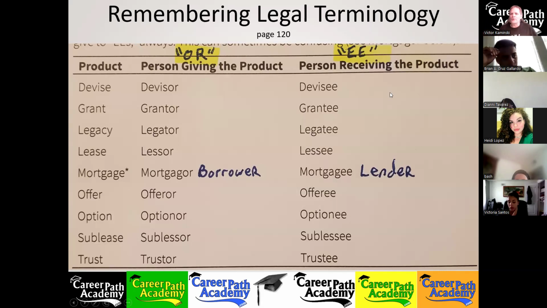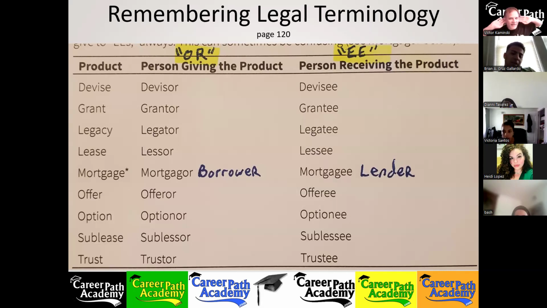So, who is the mortgagor? The borrower. The borrower. The mortgagor is the borrower. That is correct. All right, let's continue on. There's a list of more here, but those are the important ones we need to know.